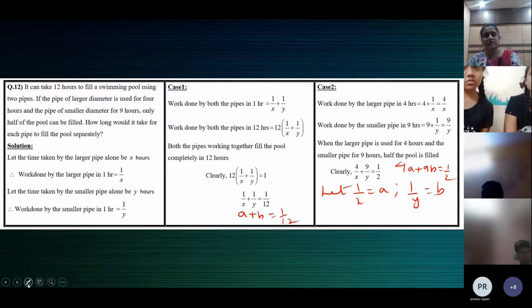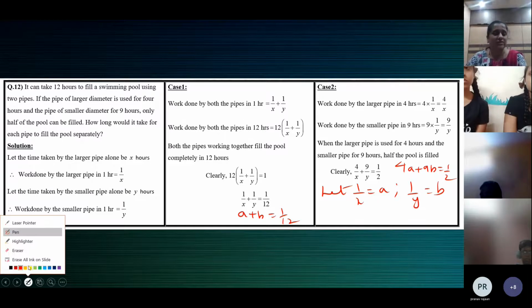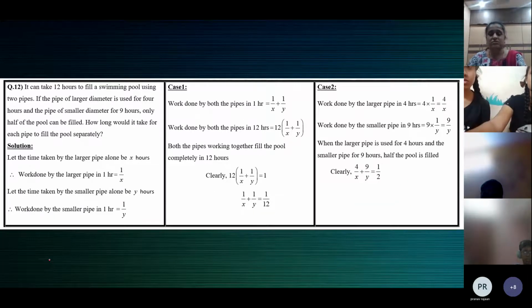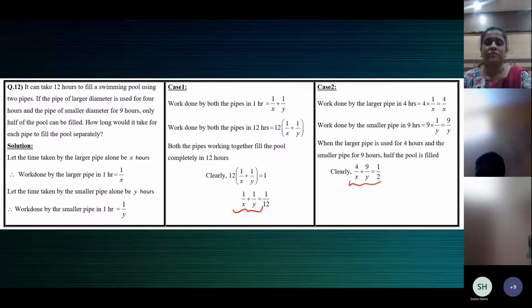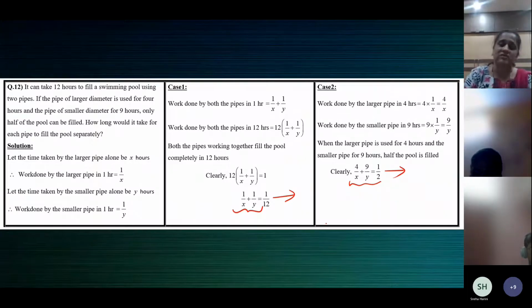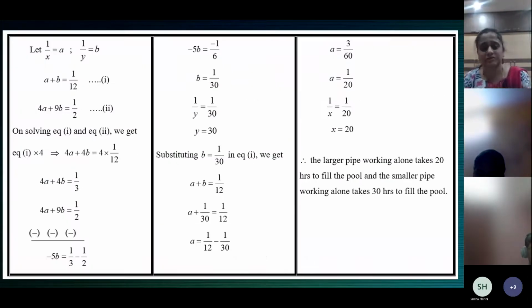We have x and y in the denominators, so we need to assume like this: let 1 by x be equal to a, or any other letter, and 1 by y be b. You'll have to reconstruct these equations using a and b, solve for a and b, and hence find the values of x and y.